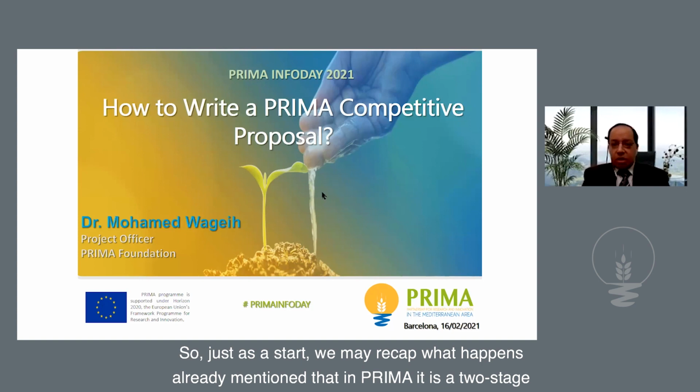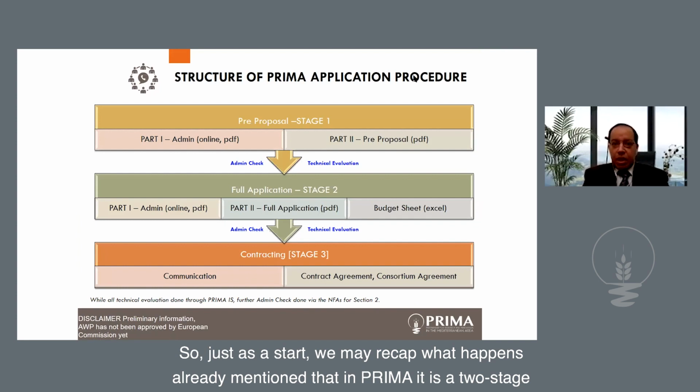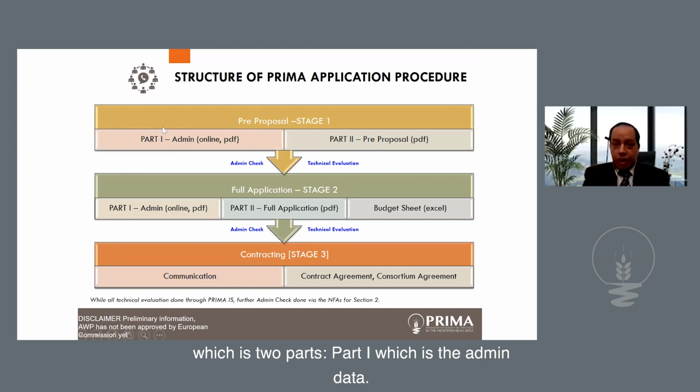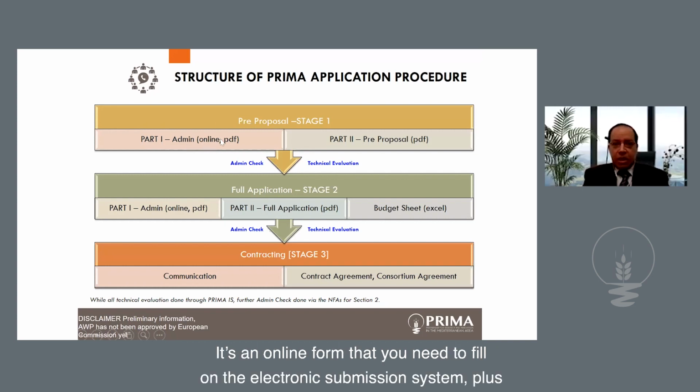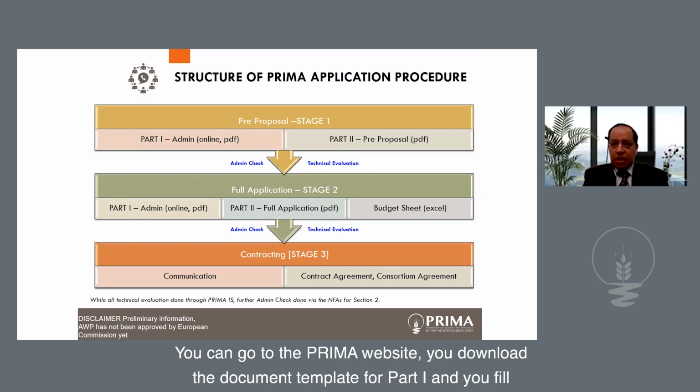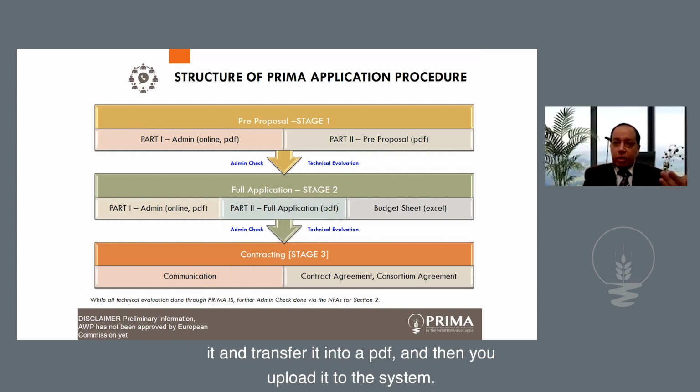Just as a start, we may recap what Fabrice already mentioned, that in PRIMA, it is a two-stage submission. So we are currently on the first stage. You are asked to submit your pre-proposal, which is two parts. Part one is the admin data. It is an online form that you need to fill on the electronic submission system, plus a PDF document to be uploaded. You can go to the PRIMA website, download the document template for part one, fill it, transfer it into a PDF, and then upload it to the system.